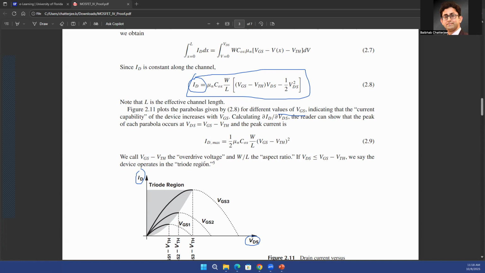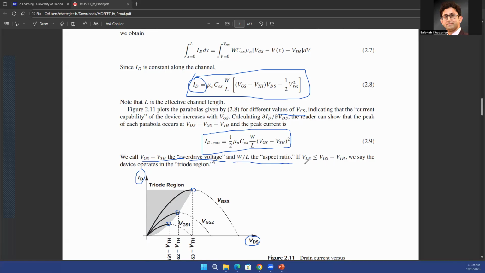The graph will be a parabola, and the maxima of that graph will happen at this region, and for that ID max will be equal to half of mu n COX times W over L times VGS minus VT whole squared. So this is going to be your ID max. Of course, VGS minus VT is the overdrive voltage, and W over L is the aspect ratio.